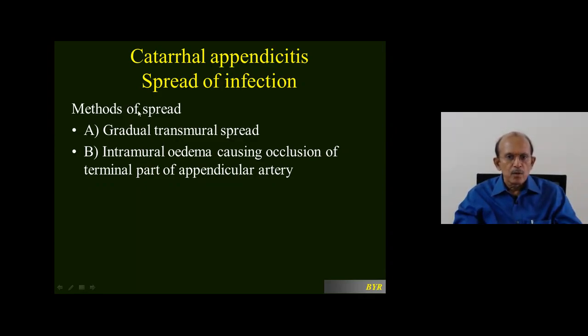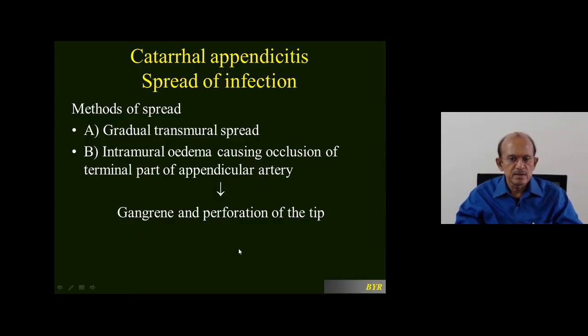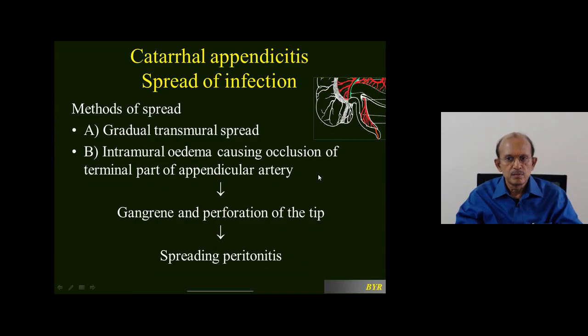So the inflammation from the catarrhal appendix can spread directly from the mucosa to the serous coat, or it is because of the gangrene at the tip of the appendix. So once perforation is there, there will be spreading peritonitis. So this is the intramural artery. The intramural artery becomes occluded, or its branches become occluded.